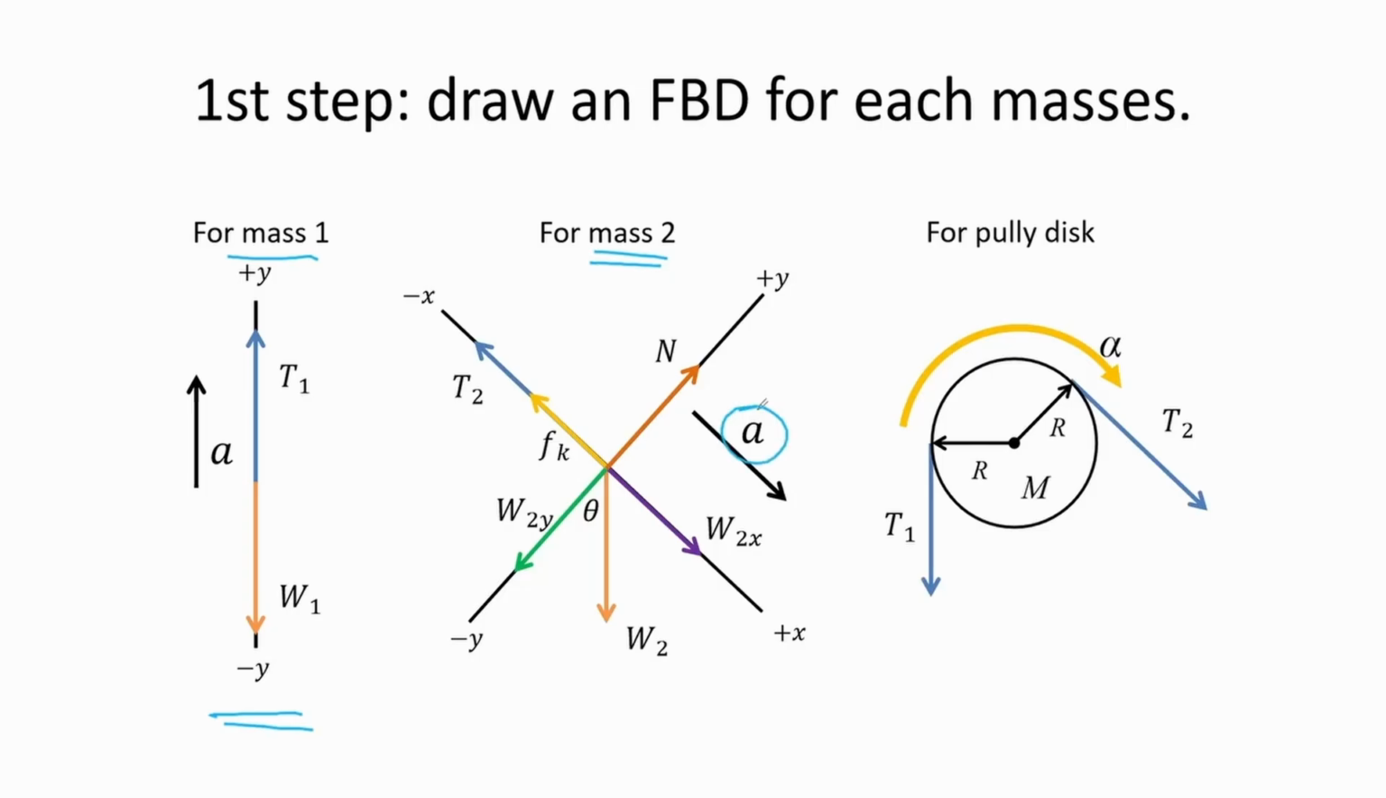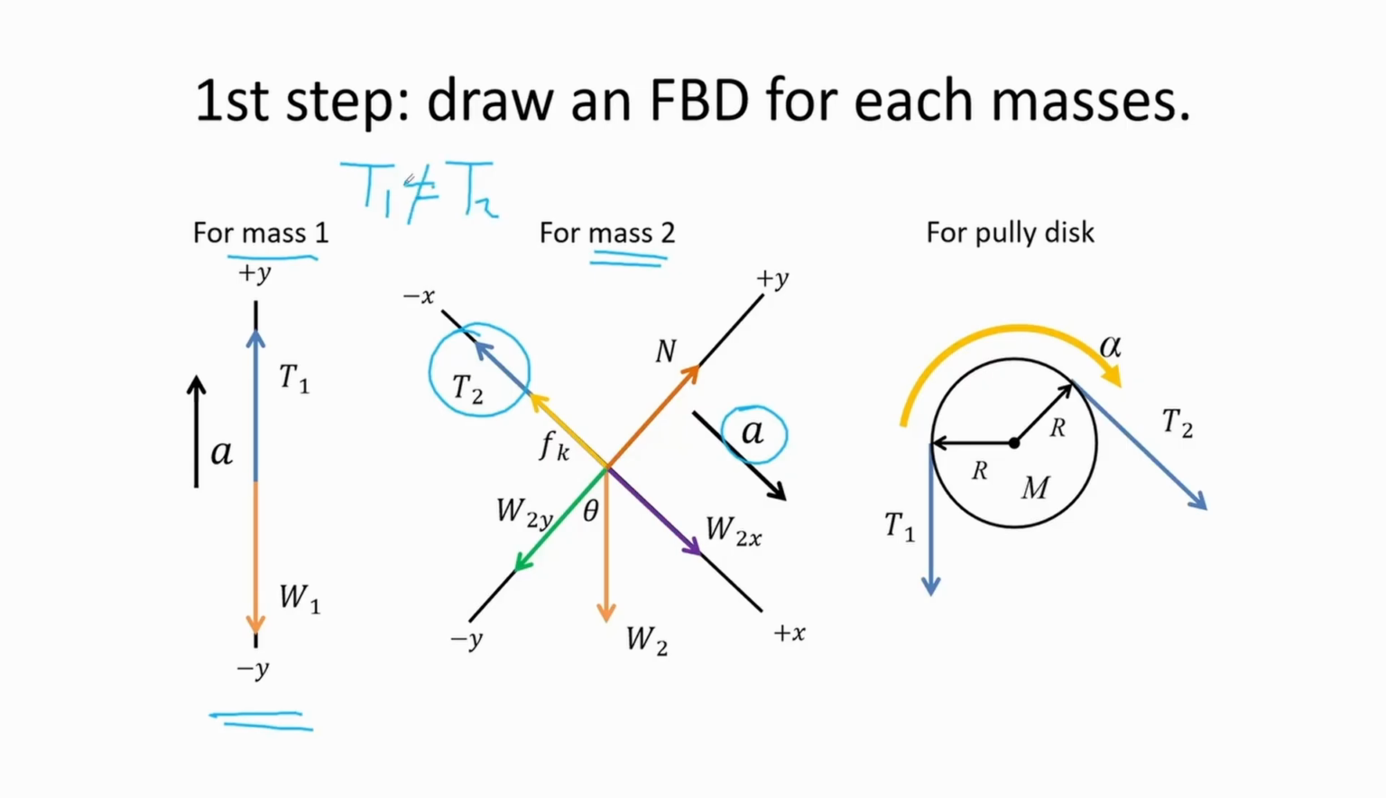Here the tension is labeled as T2 to differentiate from T1 earlier. We have considered that the tensions are different, or T1 is not the same as T2. Here we add an FBD for the pulley that relates the two masses through their tensions.